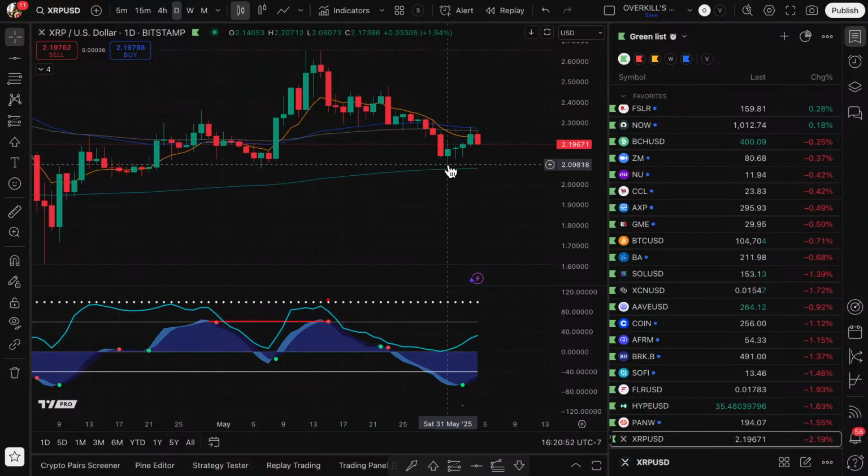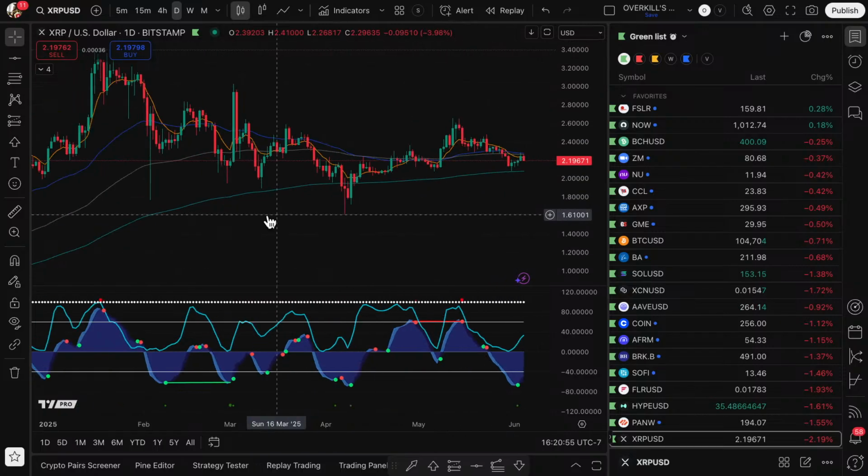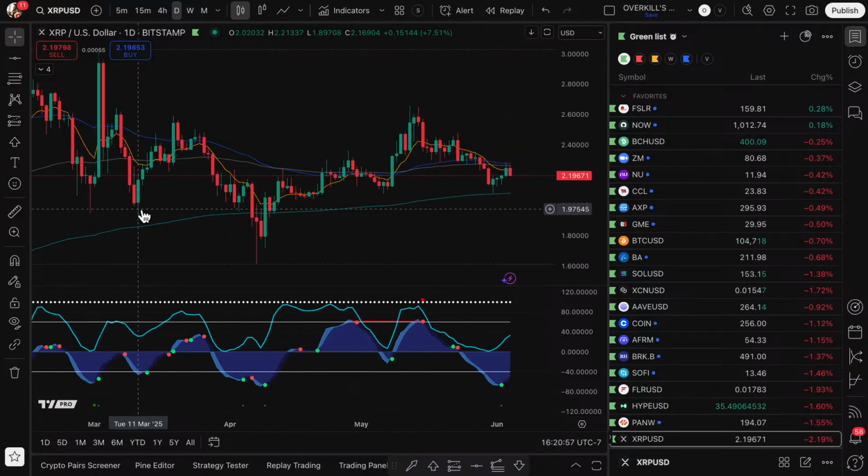Okay, that is one of the best places to look to buy your assets if they're in an uptrend, is when it pulls back into that 200. You can see it pulled back right there in March, had a nice move. Pulled back right here in April, really nice move.